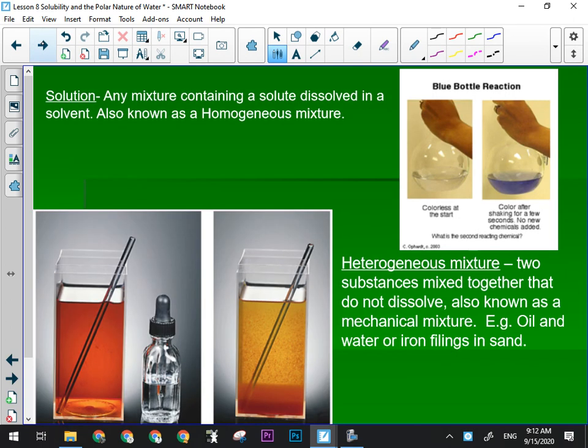All right, a solution. A solution is any mixture containing a solute dissolved in a solvent. It can also be called a homogeneous mixture, or homogeneous, however you say it. Either way is fine. We're going to hear this term quite a bit, homogeneous or homogeneous. Just so you know, the prefix homo means how many parts? Same part, one part. Homogeneous means that there's no difference.